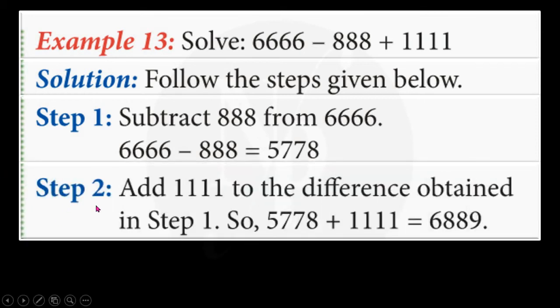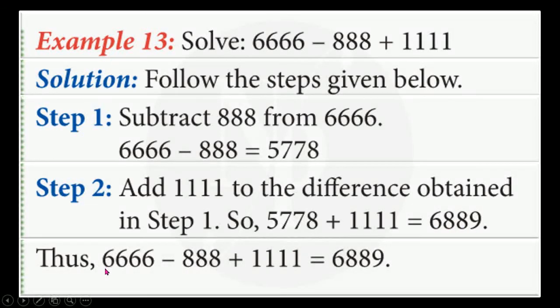Step number 2, add 1111 to the difference obtained. So in step 1 the difference we got is 5778. So to that difference we have to add 1111. So when we add this we get 6889 as the sum.